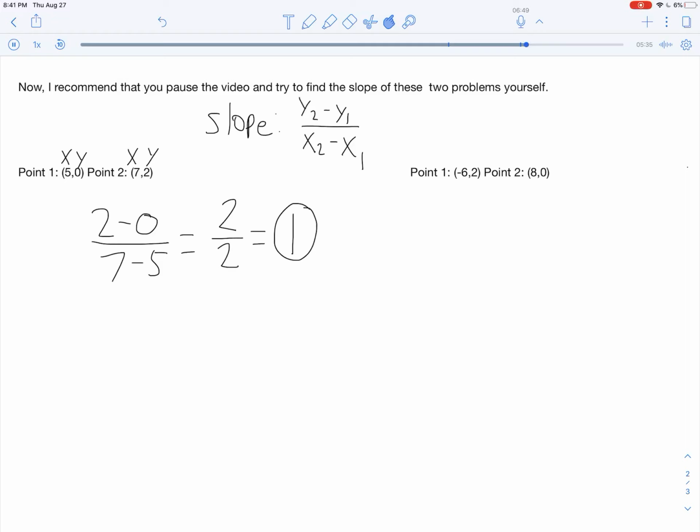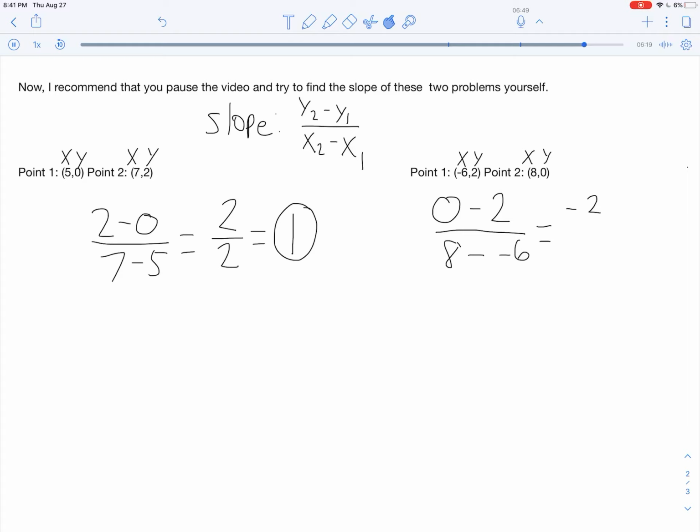We have point 1, which is negative 6, comma 2, and point 2, which is 8, comma 0. First, we want to identify our x and our y coordinates and plug it in the formula. So we have y2 is 0, minus y1, which is 2, so 0 minus 2. And then we have x2, which is 8, minus our x1, which is negative 6, which is 8 minus negative 6. So now we have 0 minus 2, which gives us negative 2. And we have 8 minus negative 6.